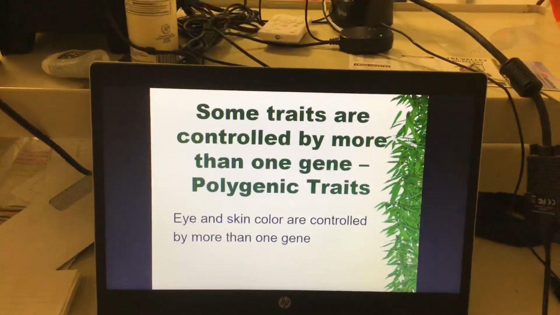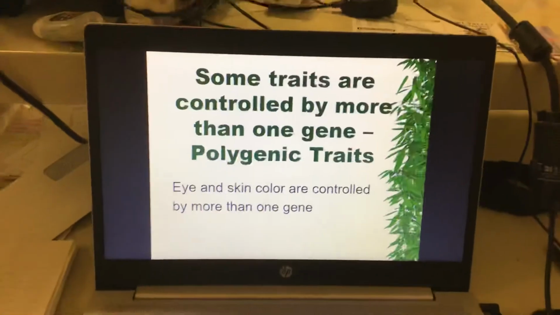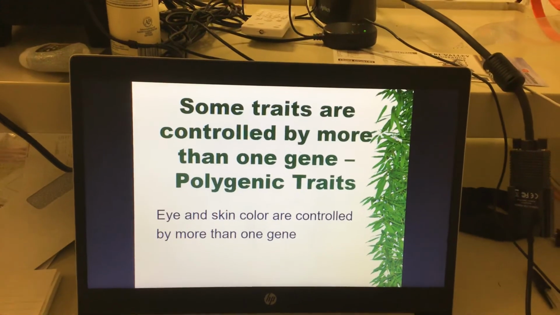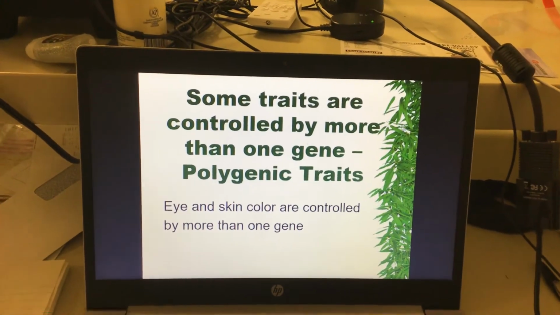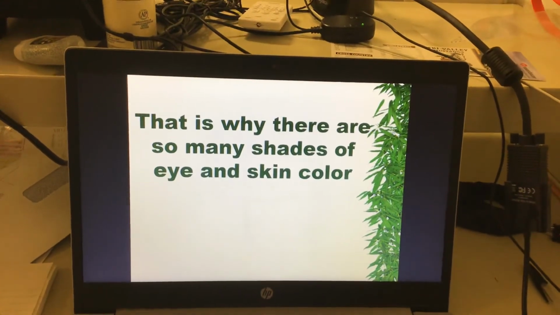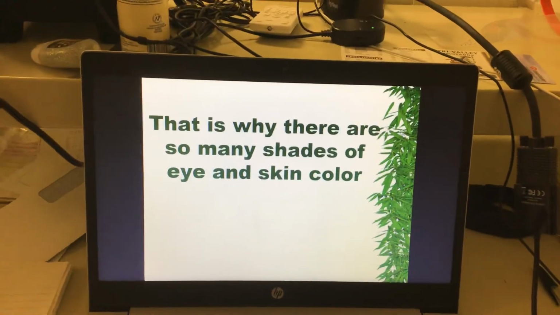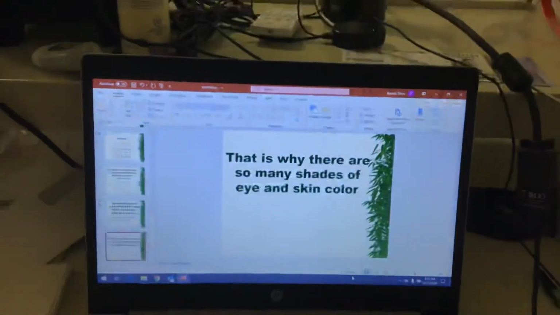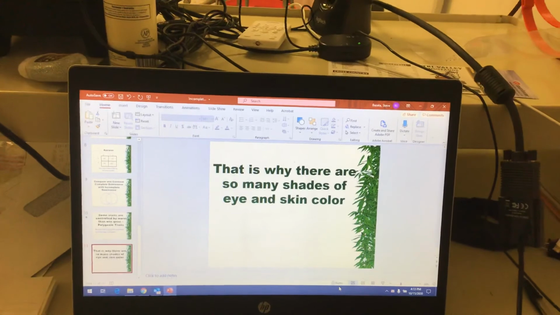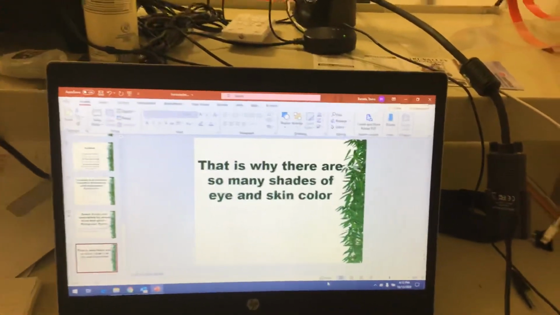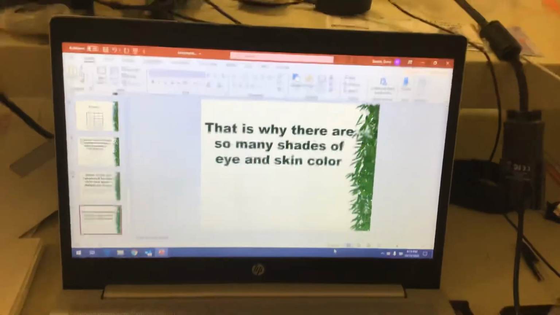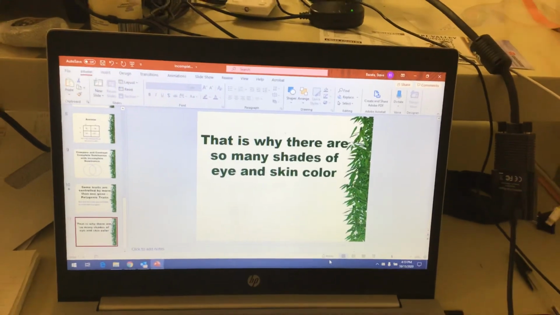Same with height. Height is a polygenic trait. If it wasn't, then you and your siblings would all be the same height, but some of you are shorter, some of you are taller, because there are many genes that influence that. Eye color is that way to a degree. Like I just said, this is why there are so many shades of eye and skin color. Hair is another one. That's a good example. We got blonde, brown, black, red. There are different shades of red hair and brown hair and blonde and all that, because that's a polygenic trait.